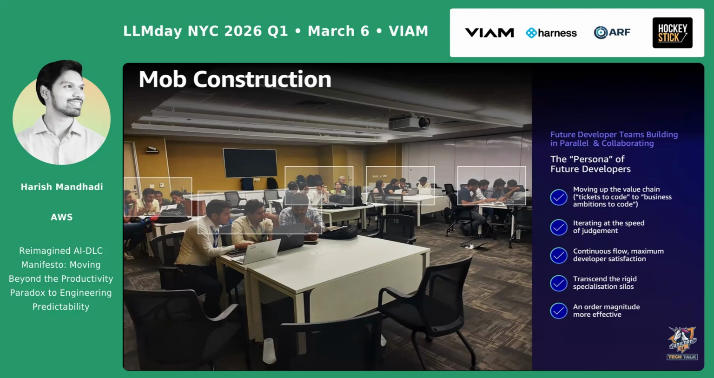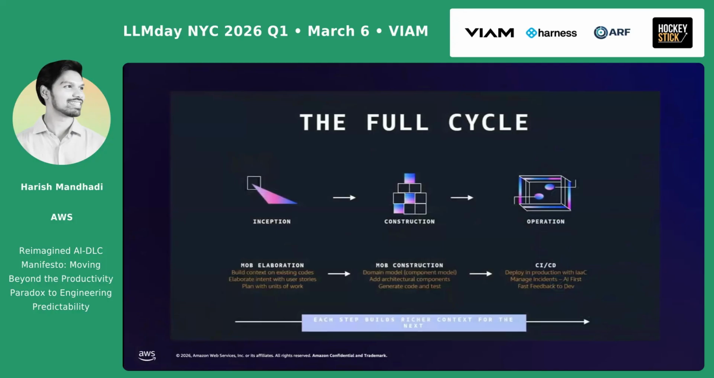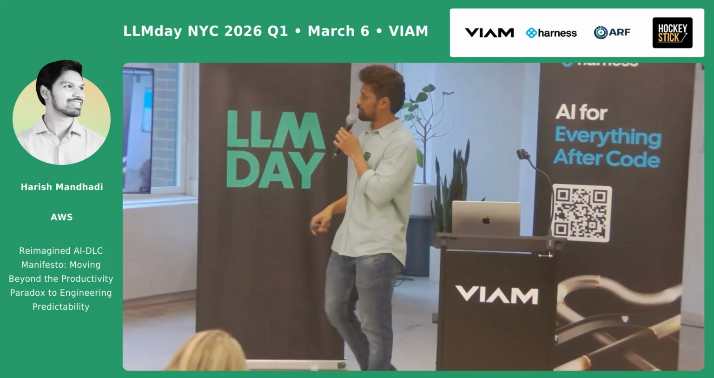Now, the outcome of this mob construction is that you will have production-grade assets, which are trusted by engineers and validated by the product and every persona. So now you'll be super confident about the code that it's spitting out, because you have a definition of done which is validated by humans, not the AI. Hopefully that makes sense.